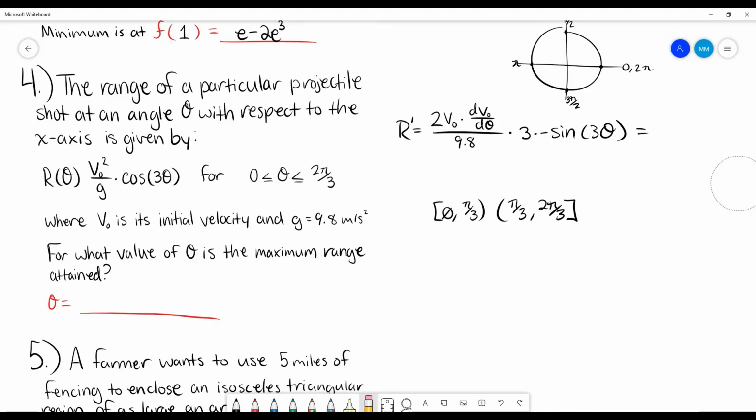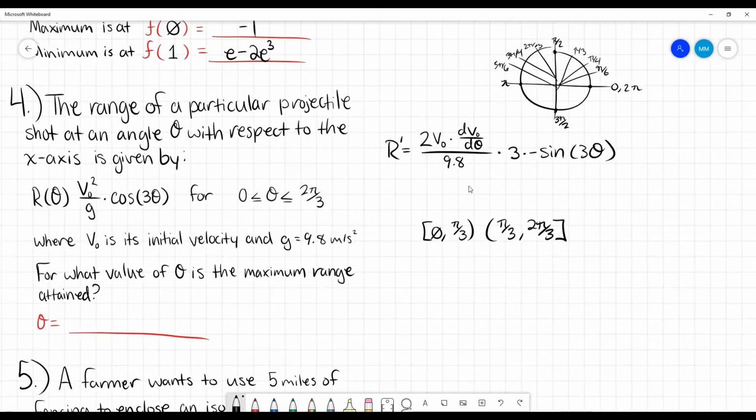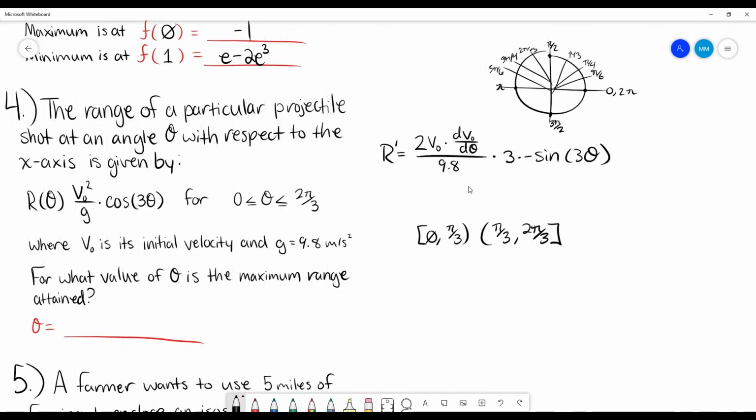Okay, so now let's see, we've got pi over 4, pi over 6, pi over 3, and then 2 pi over 3, 3 pi over 4, and 5 pi over 6. And that's all we're going to look at for right now. So let's see, what's something between 0 and pi over 3? Well, let's try pi over 6.